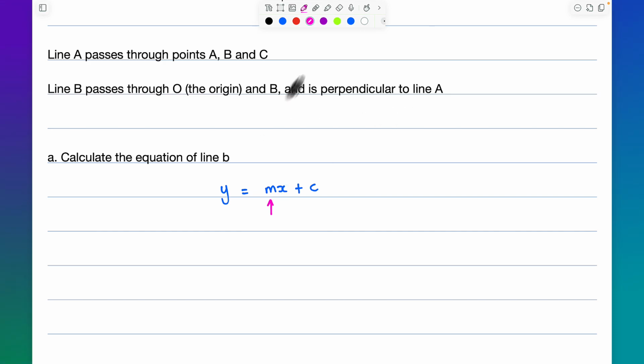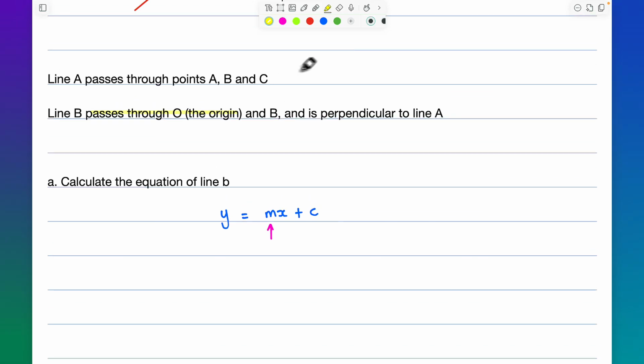But for line B, all we know is that it passes through the origin. Let's just mark that. We know that it passes through the origin, but we also know that it's perpendicular to A. We don't have 2 points, we just know the 1 point.